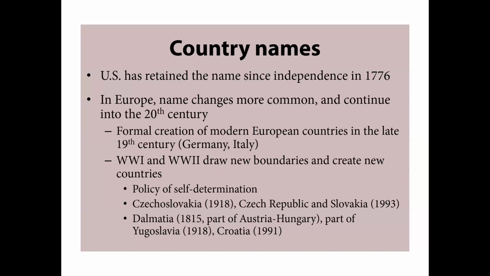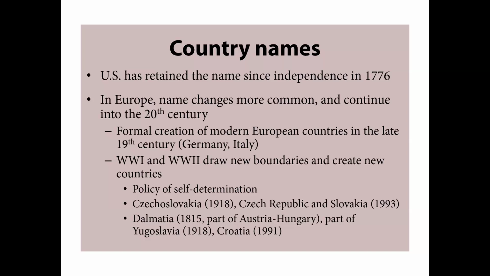Country names. Well, the United States has retained the name since independence in 1776. And in Europe, name changes are more common and continue into the 20th century. Formal creation of a modern European country in the late 19th century, for instance, Germany, 1871, and Italy. World War I and World War II obviously drew new boundaries and created new countries.